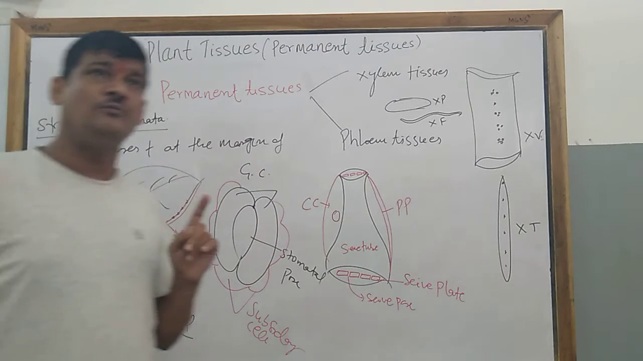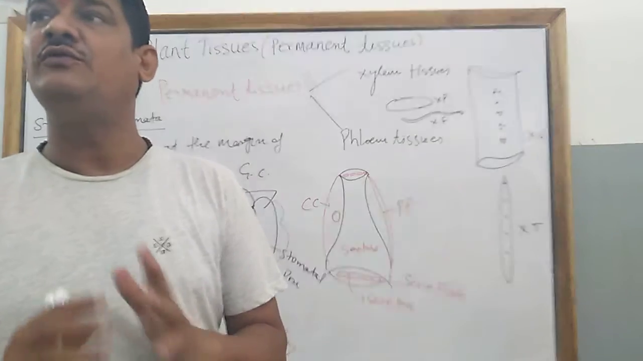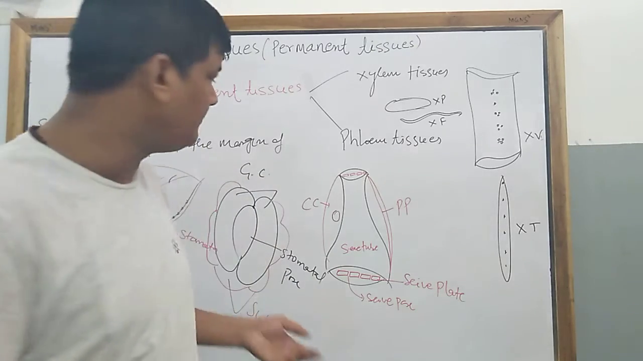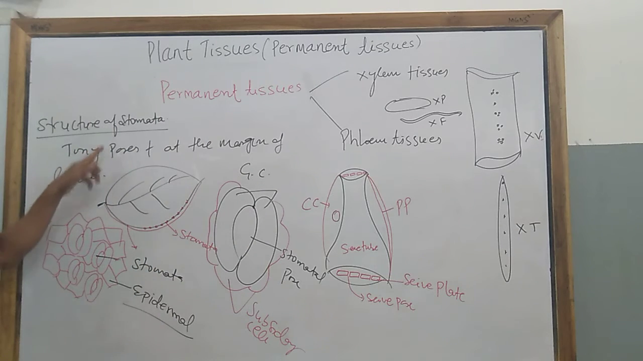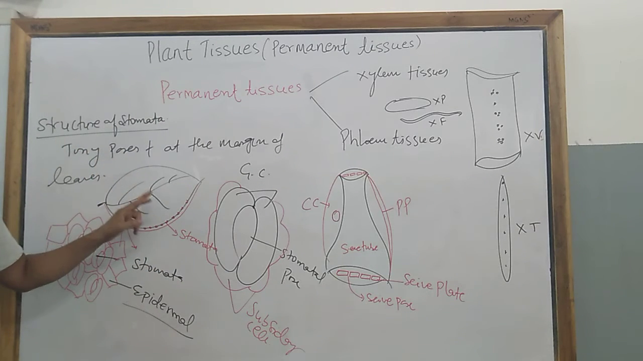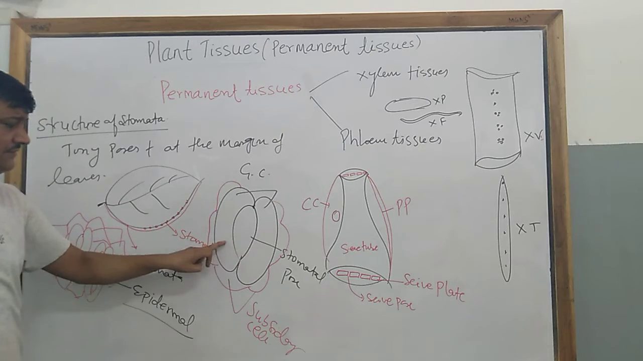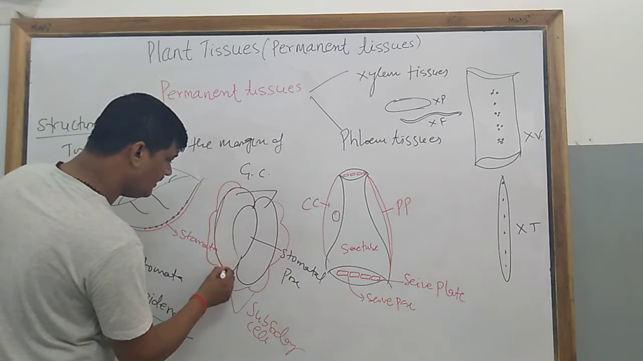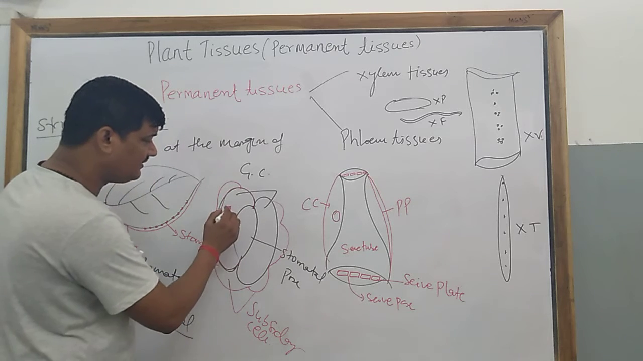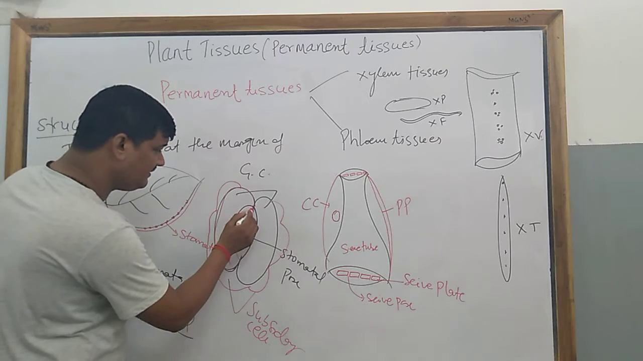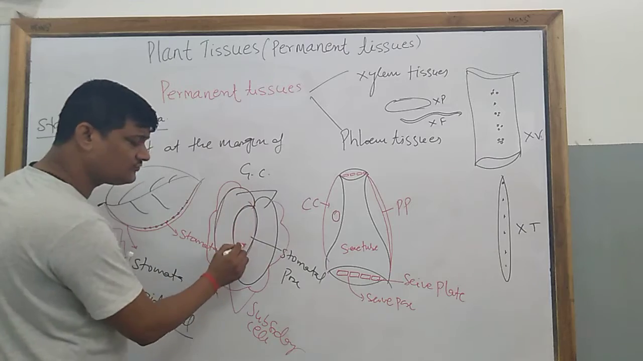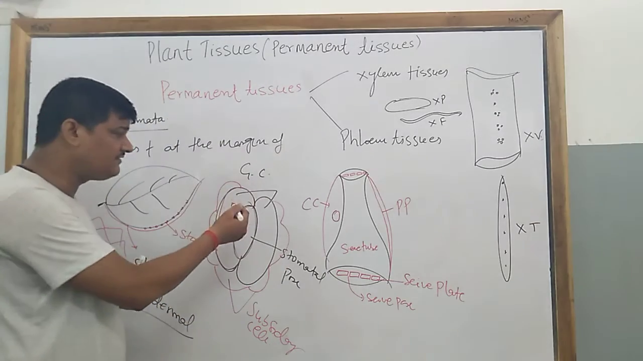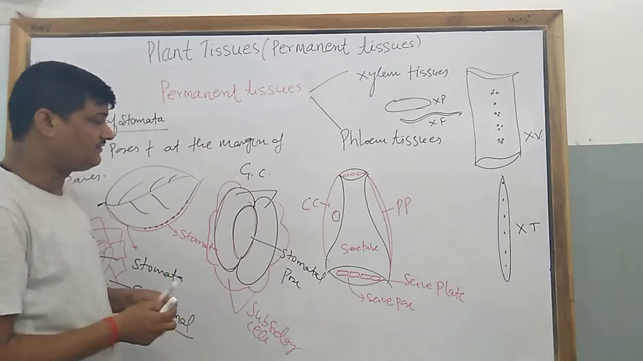Once again, stomata is a tiny structure which is present on the margin of leaves and they are also present on some green stems, and the stomata consist of two kidney cell structure, that is the kidney cell structure or bean cell structure, and the name is guard cell. Their number is 2, and there is one opening that is called the stomatal pore, and this guard cell is surrounded by some other cells that is called the subsidiary cells.